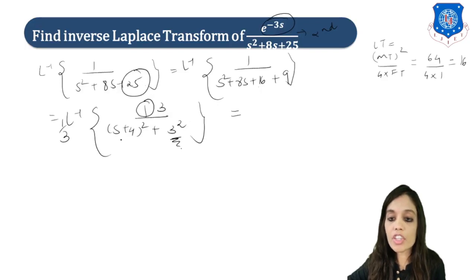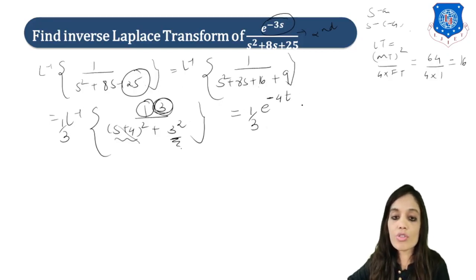Firstly apply first shifting because we can see here s minus a term, right? That is s minus minus 4. Okay. So what we will write? 1 upon 3. Then next, first remove this. So it will be e raised to minus 4t. Now we have 3, that is a, in the numerator. So we will have sine 3t. And this is our f of t.